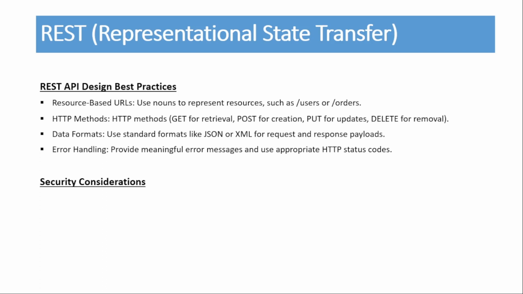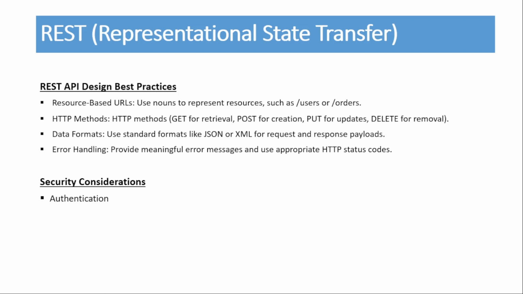Now let us discuss security considerations. The first one is authentication. Authentication ensures only the authenticated user or system can access the API. There are various methods which can be used for authentication, like API keys, OAuth, and JWT.